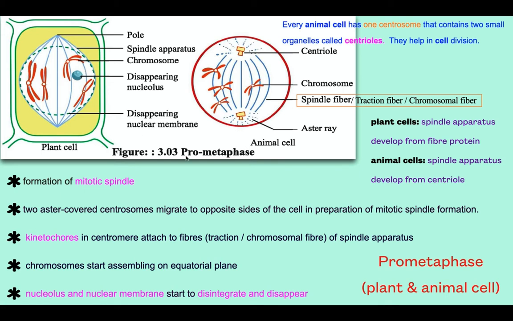So in prometaphase, the nucleolus and the nuclear membrane start to disappear. We see another term here, kinetochore. Kinetochore is another important component. They are a kind of microtubule. They attach the centromere of the chromosome to fibers, spindle fibers. Spindle fibers are also called traction fibers or chromosomal fibers.